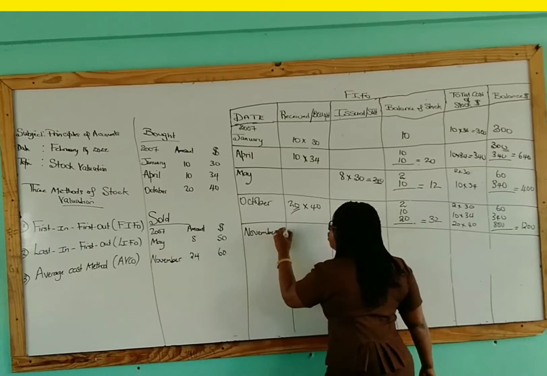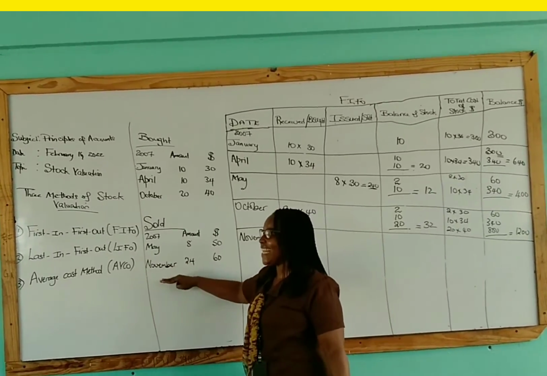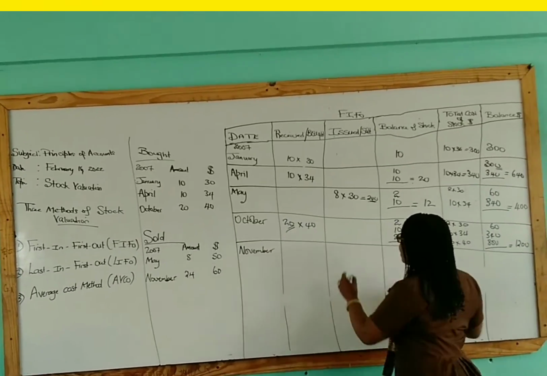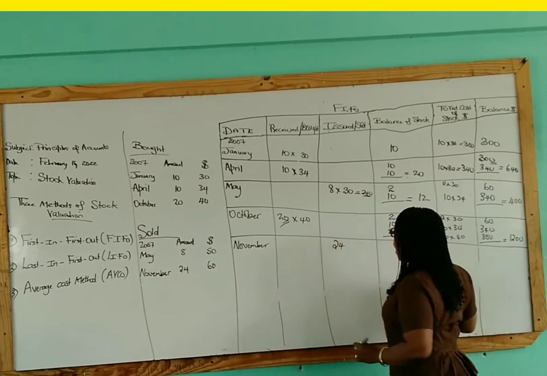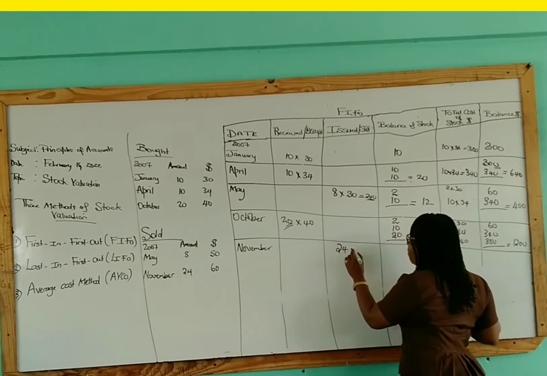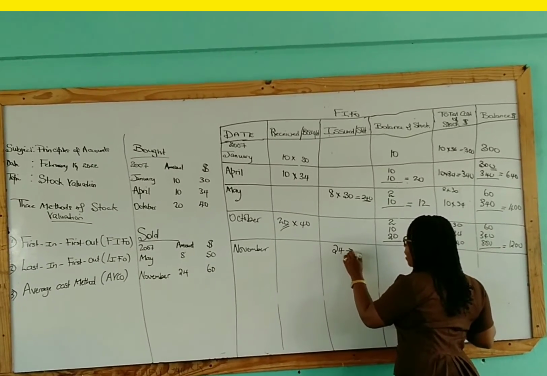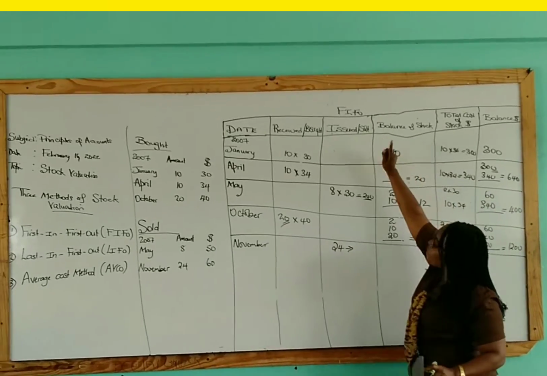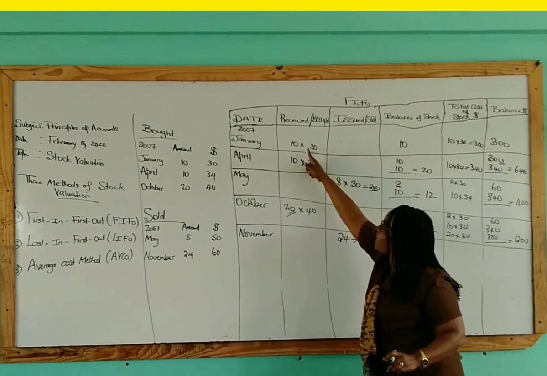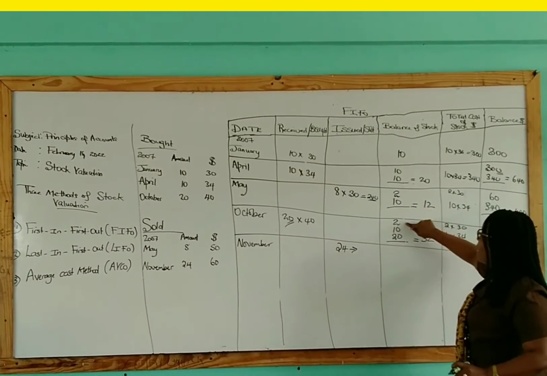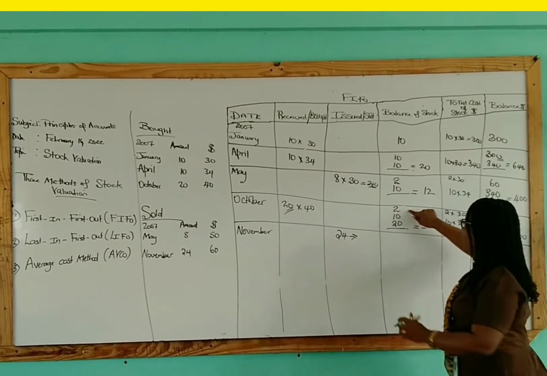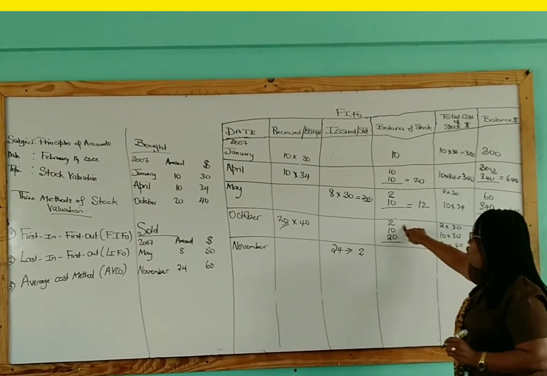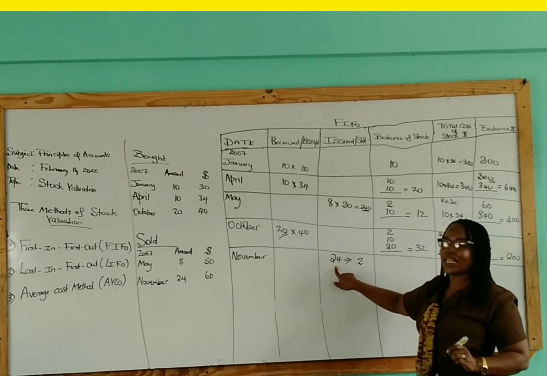And in November, we are selling. We're not buying, we're selling. They said that we need to sell 24. Let's break down the 24 now. So they said that we have to sell 24. Remember now, we are doing FIFO. The first stock that came in was the stock in January. And because we sold 8 out of it, we have 2 left. So we have to get rid of this stock completely. So we get rid of 2. That means we still need to sell 22 more goods.